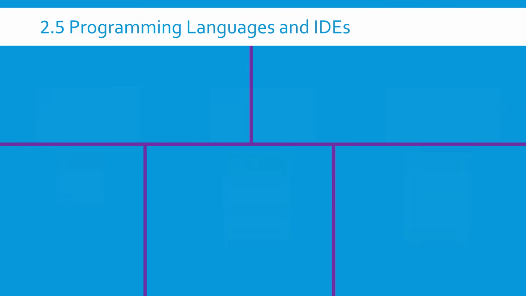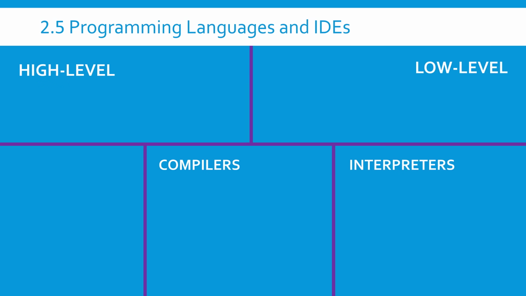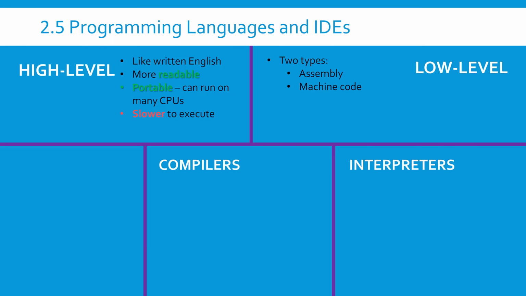The last topic has 5 kind of theory bits to learn about different languages and translators. You've got, first of all, 2 types of programming language, high level and low level. High level languages are like written English. They're more readable than low level languages and easier to code in. They're portable, which means you can write the code and it can run on many CPUs. But because you've got to translate it, these are slower than low level to execute. Things like Python and C# and Java are high level.